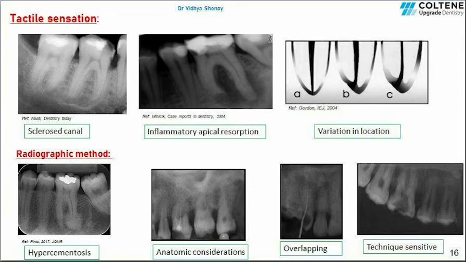In the first picture, you can see how hypercementosis is making the location of apical constriction difficult. And in the second picture, the maxillary sinus is obscuring the view of the root apex. The main problem of this radiographic method is that it is technique sensitive. So because of this technique sensitivity, it is prone to many errors such as image distortion, light radiograph or dark radiograph or overlapping image, etc.